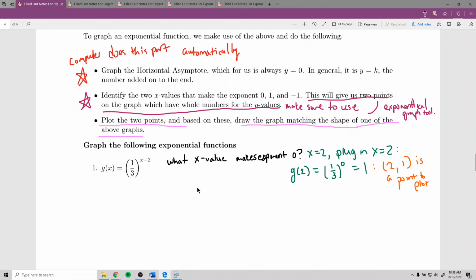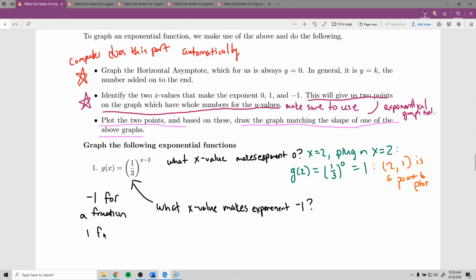Now the question is, what other x value do we want to plug in? When you have a fraction, you can do both and then try both. So what x value will make the exponent 1, what x value will make the exponent negative 1. But I'm going to give you a little shortcut here. What x value for this one makes the exponent negative 1? Now the reason I'm picking negative 1 here and not 1, we do negative 1 for a fraction, and we do 1 for a whole number base.